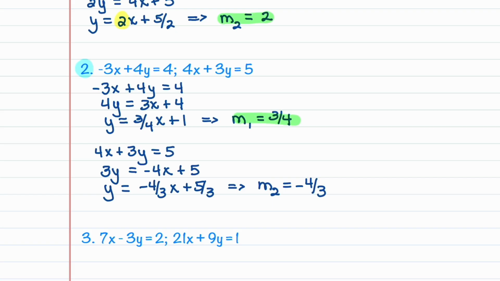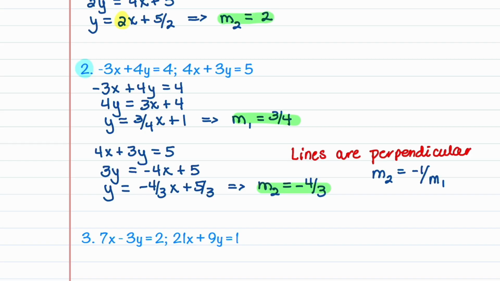Now we're going to compare these two slopes. Notice that they are reciprocals of each other and they're negative of each other. So this tells us that our slopes are negative reciprocals of each other. So our lines are perpendicular. And the reason for that is our second slope is minus 1 divided by our first slope.